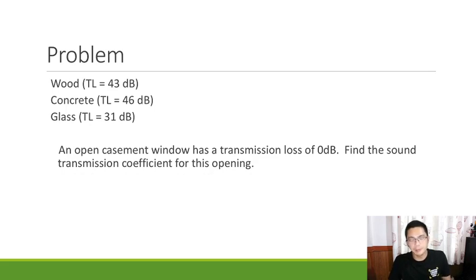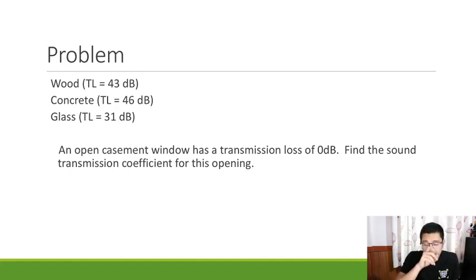So, to apply it better, let's do a problem right away. An open casement window has a transmission loss of 0 dB. Find the transmission coefficient for this opening. This is very obvious. It says an open casement window, an open window, has a transmission loss of 0 dB. Meaning, when your incident sound hits the open window, you have no transmission loss. So, your sound from your source is equal to the sound arriving in the receiving room.